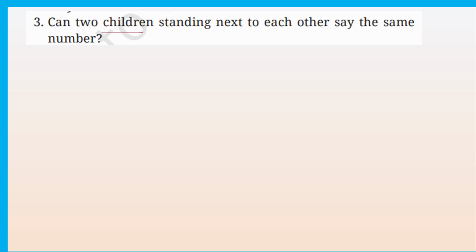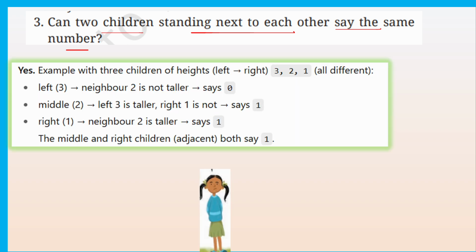Can two children standing next to each other say the same number? Is it possible for two children standing next to each other to say the same number? It is possible. How? We will see. See, we have 3 children here. This is child 3, then child 2, child 1.